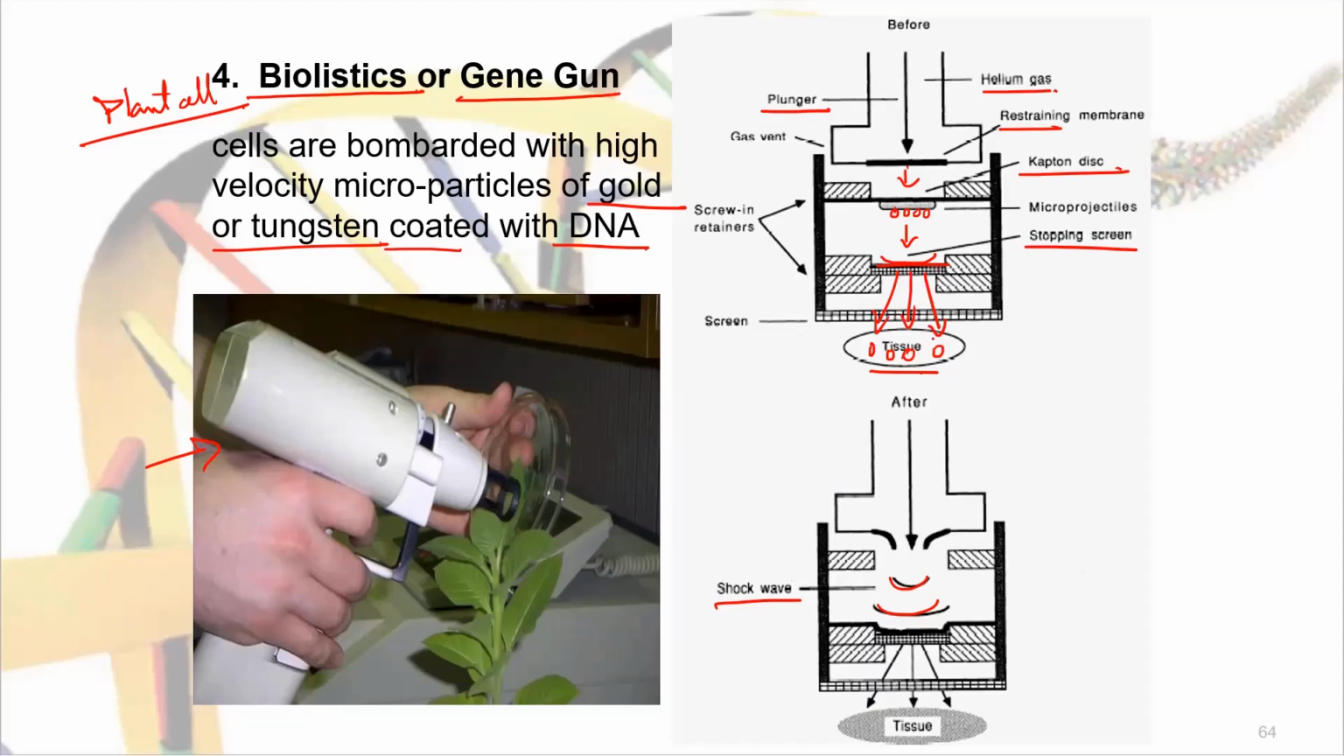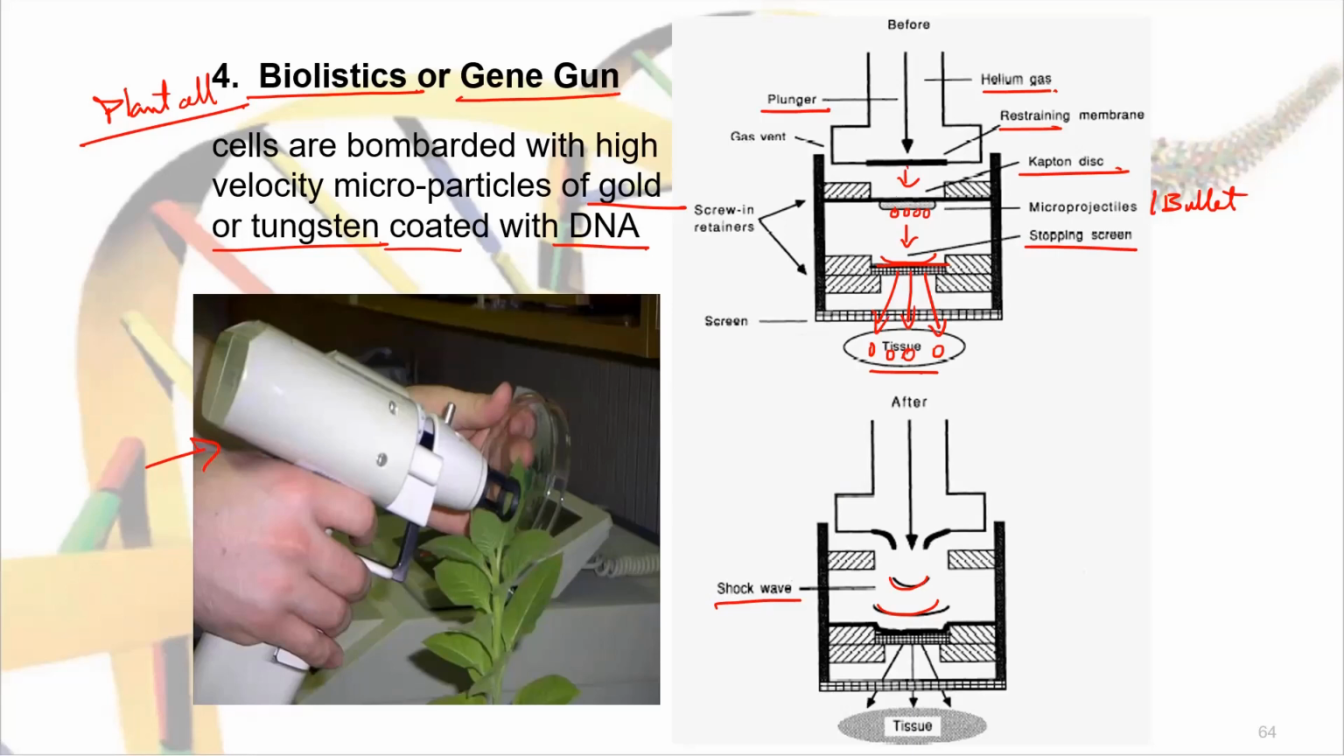Basically, it's like how you use any gun, right? So you can say this micro projectile is like the bullet of a gun, but you have some DNA coated gold or tungsten molecules here, while the micro projectile will not go farther. It will be stopped here, the disk will be stopped here. Through small pores in this screen, these DNA molecules with the coated gold or tungsten molecules will move at a high velocity towards the tissue. This is called the biolistic or gene gun method, which is widely used for plant cell transformation.